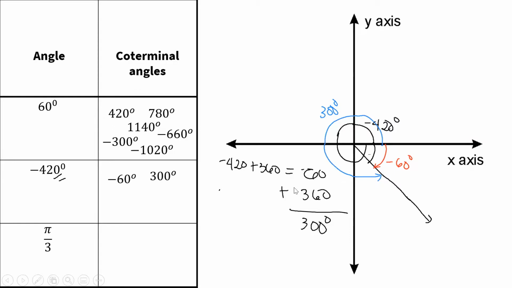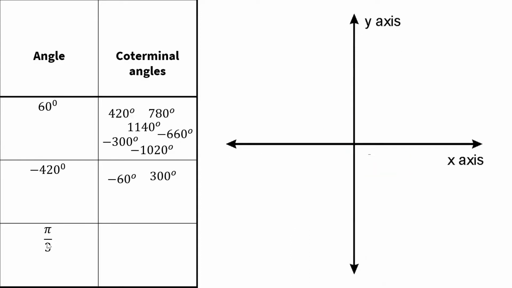Again, if you want to find more coterminal angles, just add 360 to this or subtract 360 degrees. If the angle is measured in pi radians, just like pi over 3, all we need to do is add or subtract 2 pi. We know that 2 pi is equal to 360 degrees. So 90 degrees is equal to pi over 2. 180 degrees is equal to pi. 270 degrees is equal to 3 pi over 2. And the complete revolution, the full angle, is 2 pi.